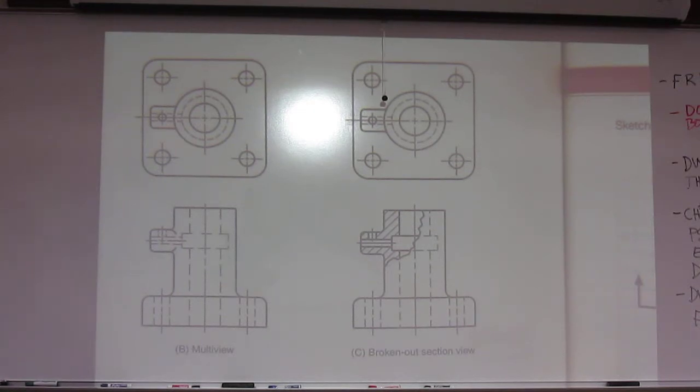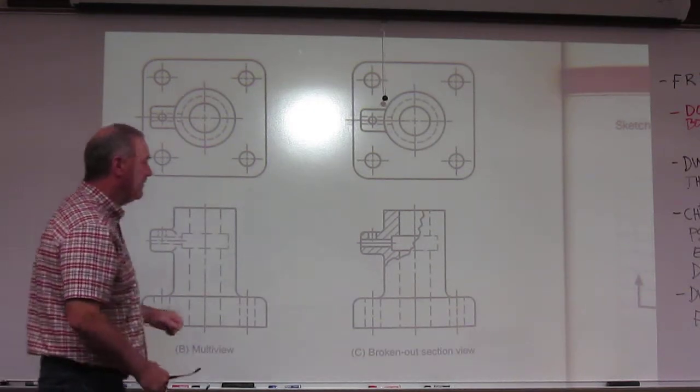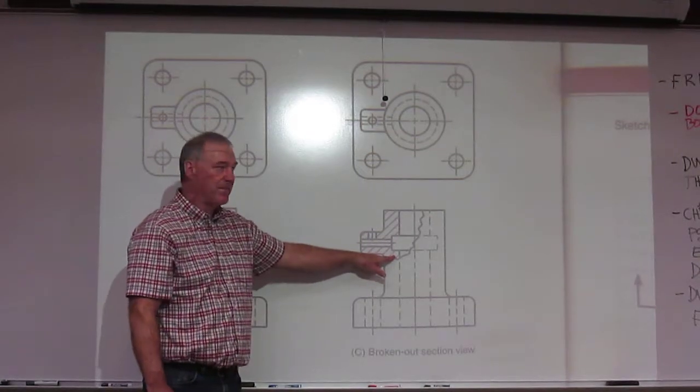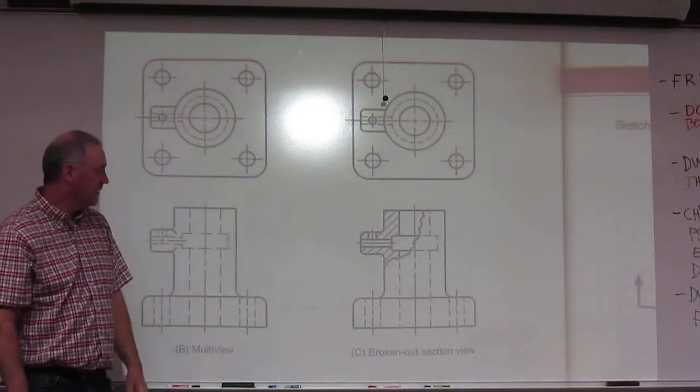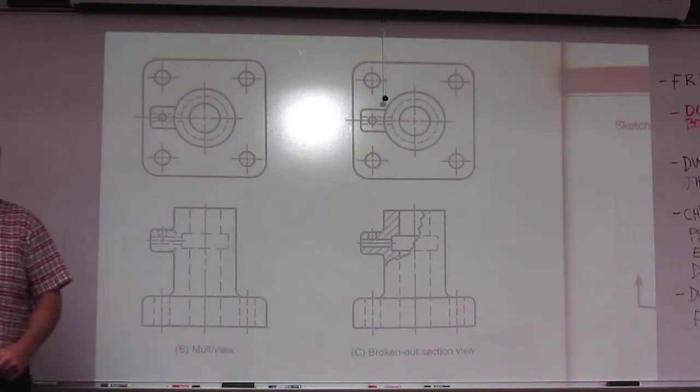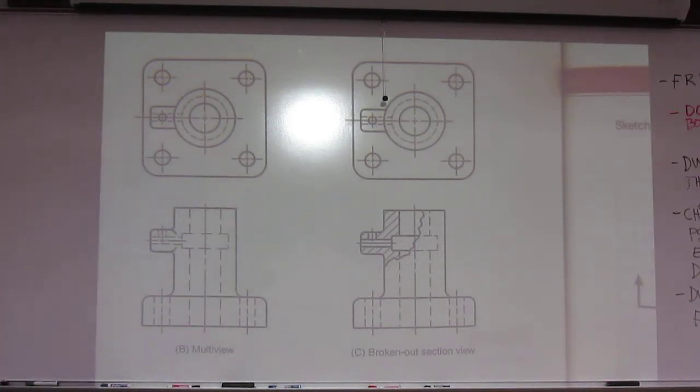So a broken out section: no cutting plane line in the adjacent view, you use the short break line. Then you section the area as if the front wasn't there. Broken out section. It's meant for little tiny areas that can't be explained in other methods.